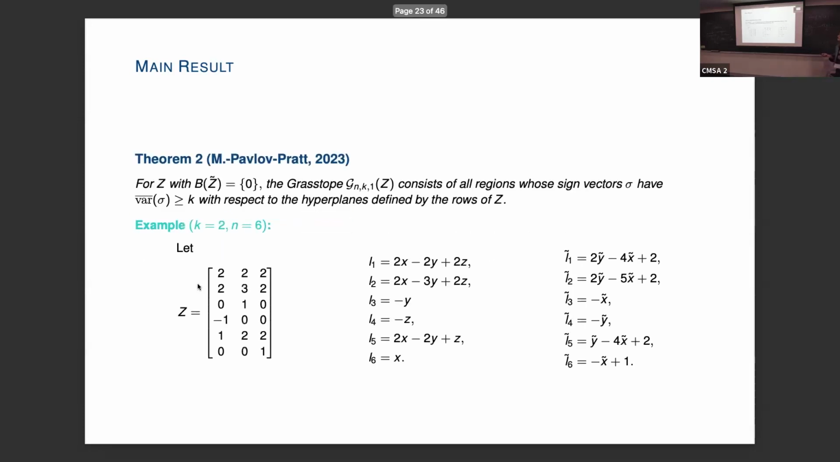Okay, and so for example, here we have a wild matrix Z that gives us a wild Grasstope. We can write down these lines that we get.